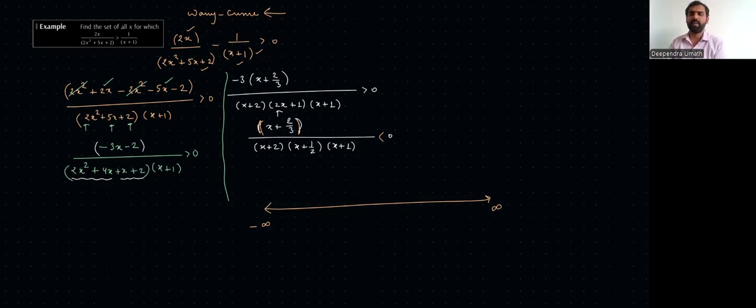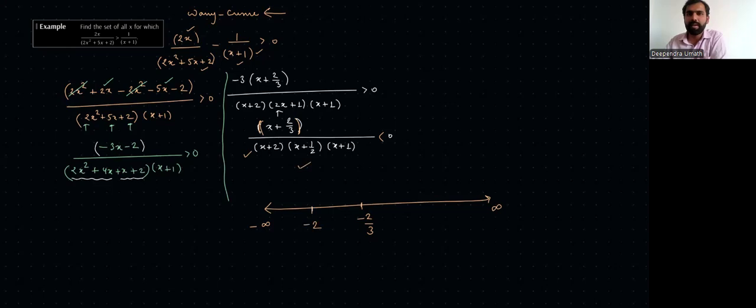Now, I put this factor equal to 0, which is x + 2. So x + 2 when put equal to 0, you get the value of x as −2. I think −2 is smaller than −2/3, so I'll put it here. I hope no one is confused with that part. Then I'll put x + 1/2 equal to 0. I'll get the value of x as −1/2.